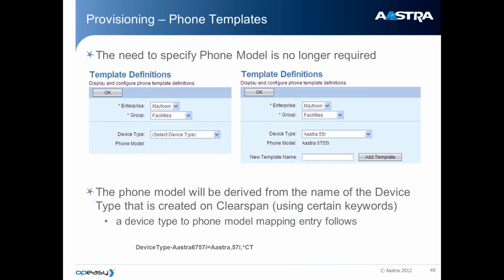As you can see in this example, the need to specify the phone model is no longer required as well. The phone model will be derived from the name of the device type that is created on ClearSpan. A device type to phone model mapping entry is as shown here. Device type, in this case Astra 6757i, will equate to Astra 57i *CT.